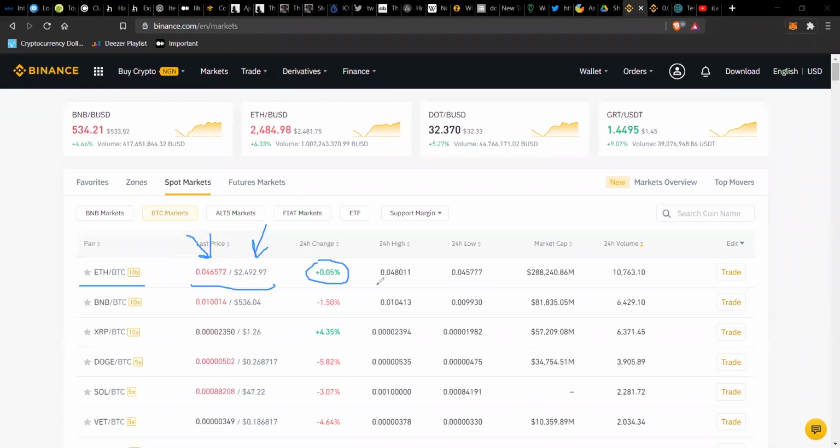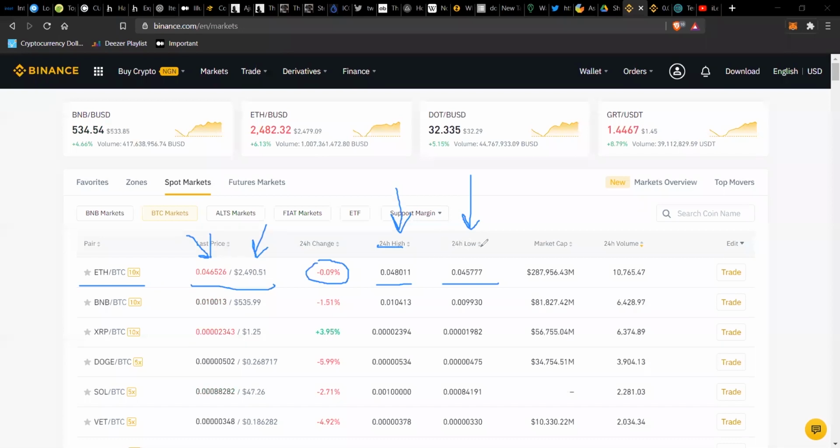Now, the 24-hour high and 24-hour low are the highest price it has gotten to in the past 24 hours, and the lowest price it has gotten to. So it's letting you know that in the past 24 hours, one of this coin has gone as high as 0.048 BTC, because it's against BTC now, and as low as 0.045. But it's currently trading at 0.046, in between.